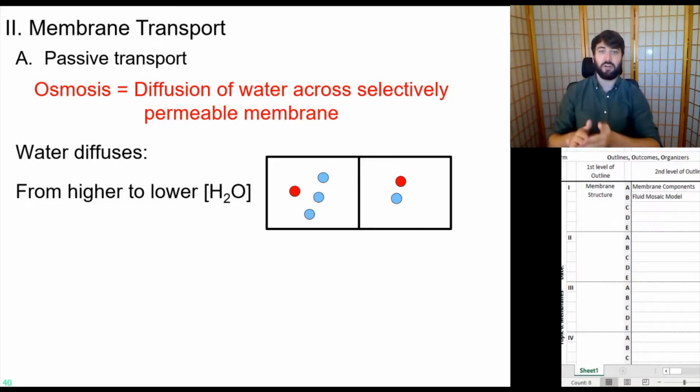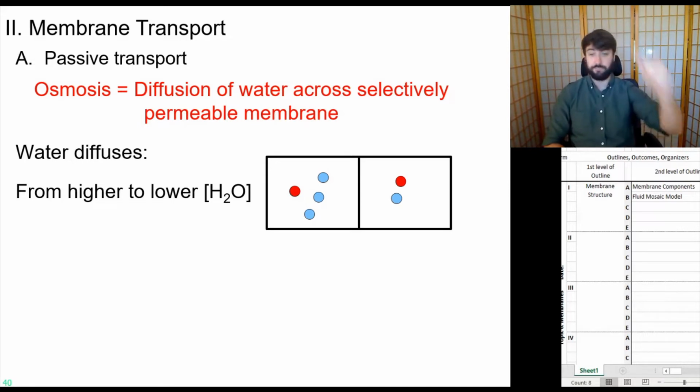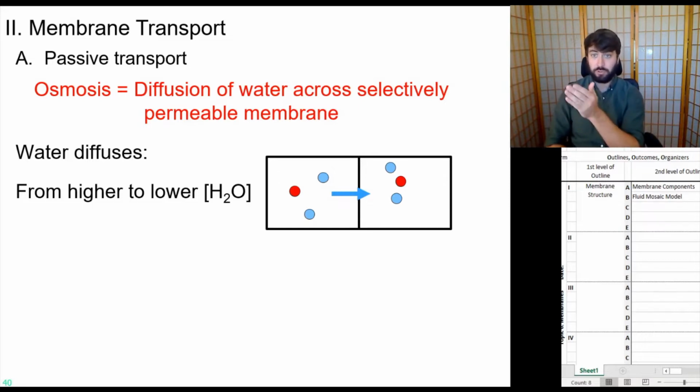Let's use a really simple example here. These dots: we have blue dots, which represent water, and red dots, which represent the stuff that's dissolved in the water, the solute. So in this particular scenario, what would we expect to happen? What do you think? We have 3 blue dots on one side, 1 blue dot on the other. What would you expect to happen? Right, the water is going to move from a higher concentration to the lower concentration. Pretty straightforward.